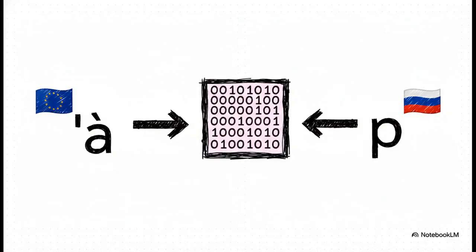And this right here shows you the problem perfectly. Imagine a computer gets the number 224. Okay, what does it do? Well, if it's using the dictionary for Western Europe, it shows an à. But if it's using a Russian dictionary, it shows the Cyrillic letter р. It's the exact same number, but with two totally different meanings. See the problem?